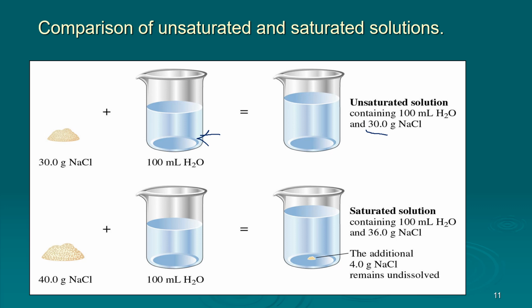Now in the second example, you can see I have 40 grams of sodium chloride, which is above the saturation point. So you put that 40 grams in there, what's going to happen? 36 grams are going to dissolve, and the additional 4 grams that can't dissolve will just sit on the bottom. So a lot of times if you want to know if you have a saturated solution, you want to make sure that you have some solid still sitting at the bottom, because that means it has dissolved as much as it possibly can. So this is a saturated solution.